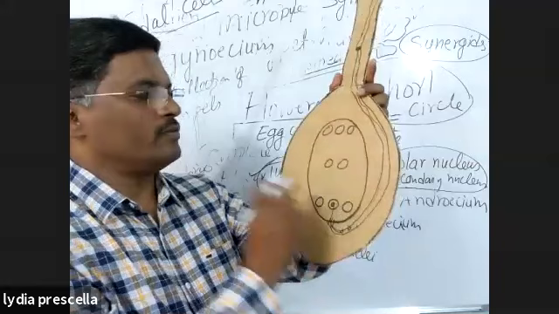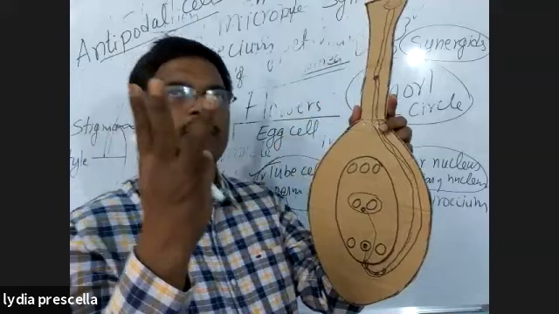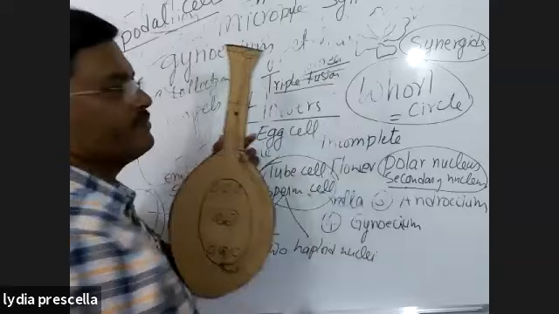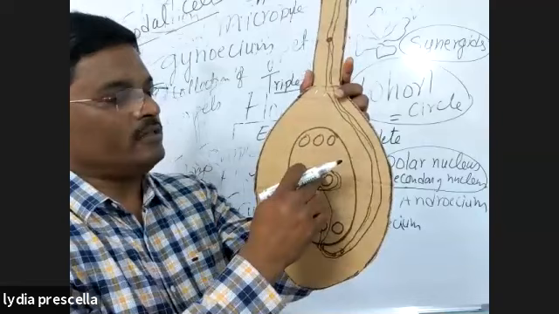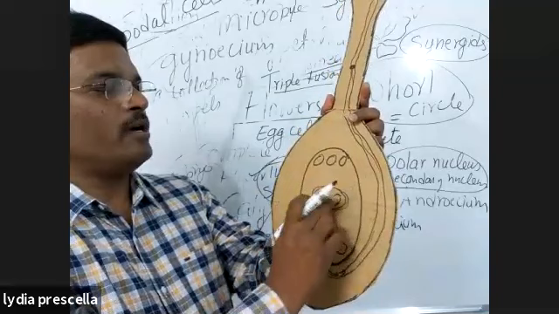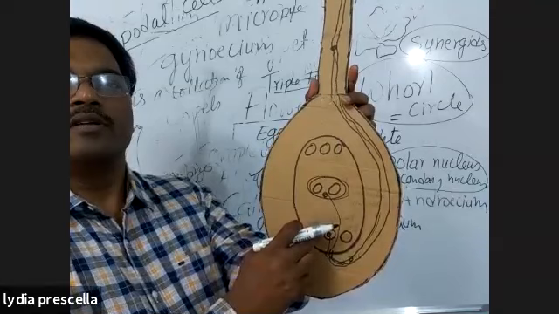But the other part will go and join with the two polar nuclei, and in total there are 3 nuclei. That's why it is called triple fusion. So here also there is one fertilization, here also one fertilization. That is why it is called double fertilization. So this will grow into endosperm and this will grow into embryo. The endosperm will be giving food to the small plant. This type of fertilization takes place in angiosperms only.